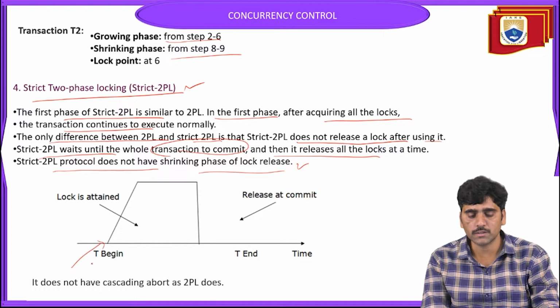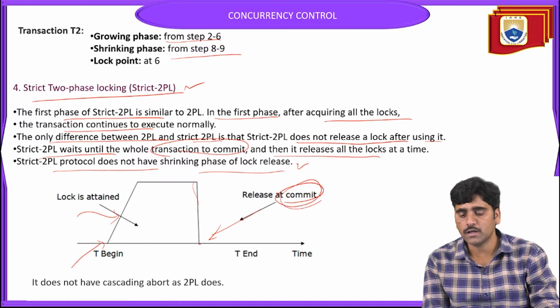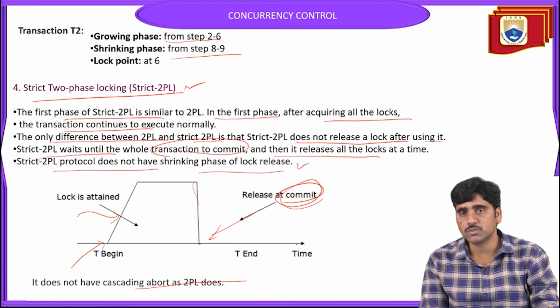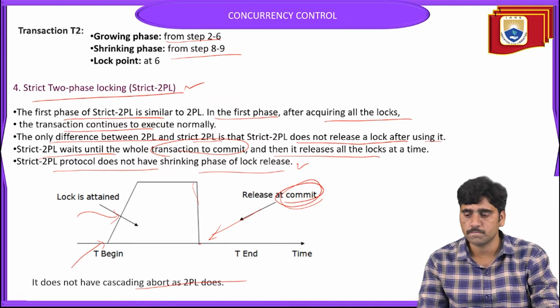Here you can see the diagram. The transaction starts, and the lock is acquired here. After that, the execution of the transaction goes on. At a particular moment, the locks are released after committing the transaction. Only after committing the transaction does it release the locks. So it does not have any cascading abort as the two-phase locking protocol does. So this is the difference between the two-phase locking protocol and the strict two-phase locking protocol.